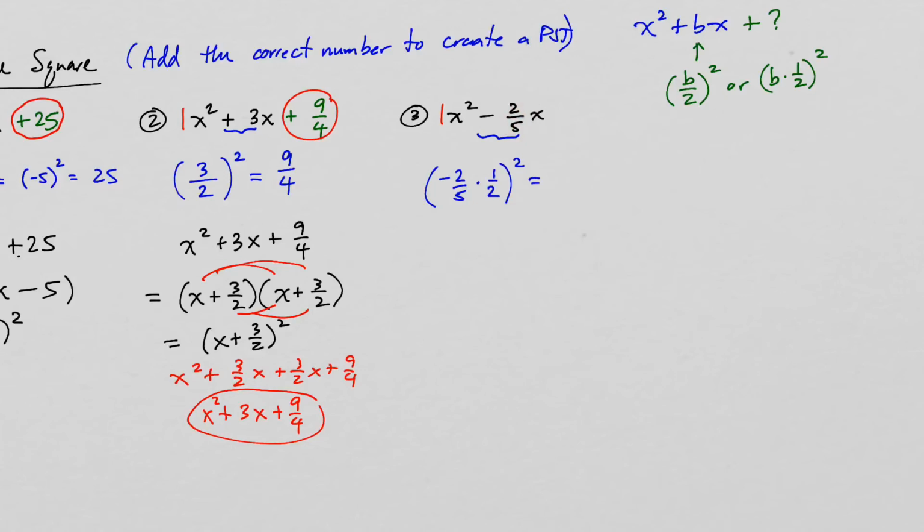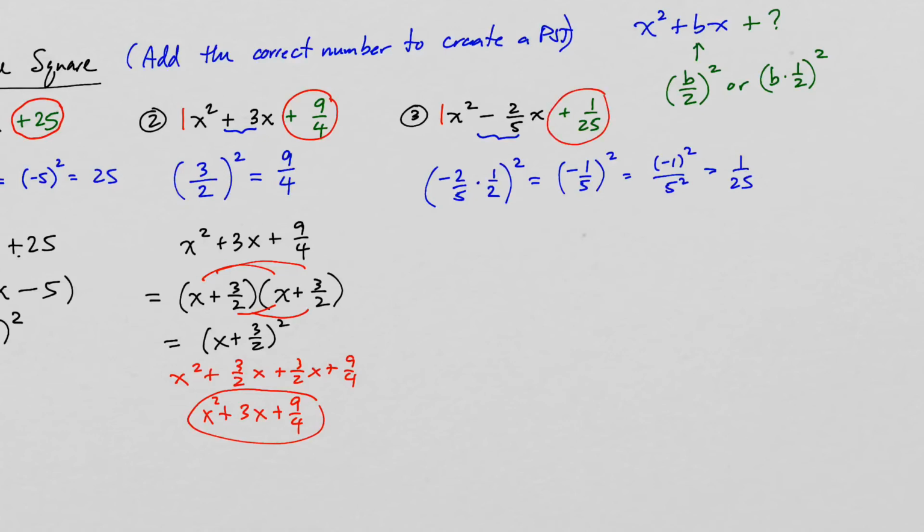Anyway, if we do the math here, the 2's cancel out, so this is actually -1/5 squared, which is -1 squared over 5 squared, which is 1 over 25. So the number we need to add to complete the square is 1 over 25.